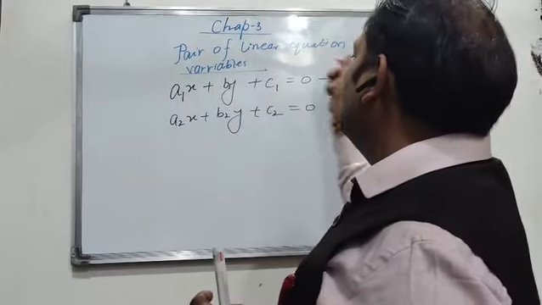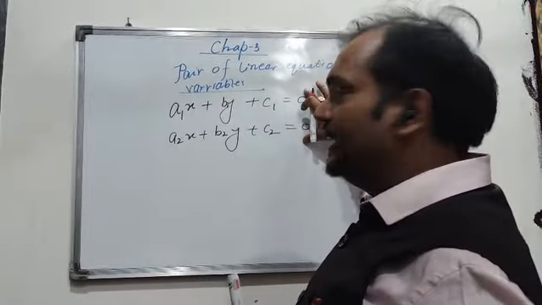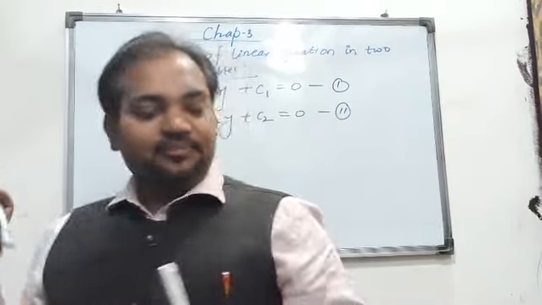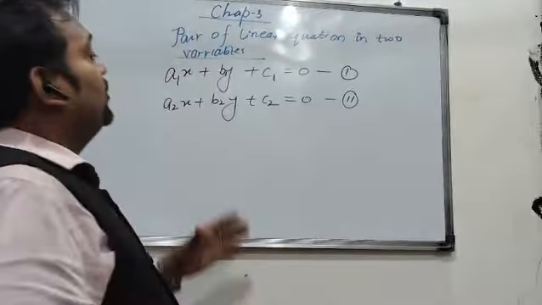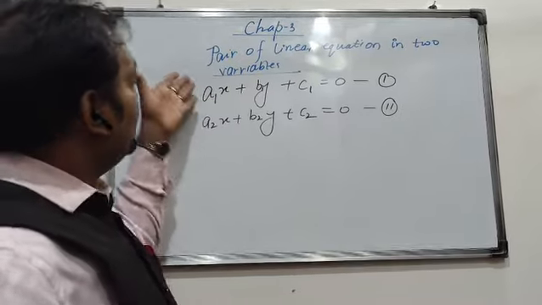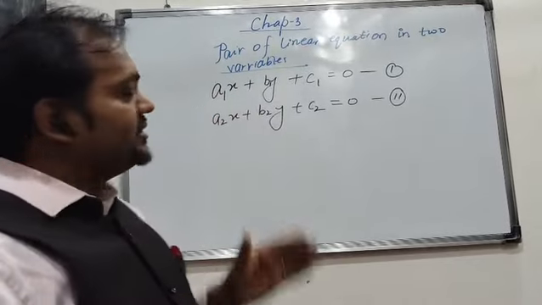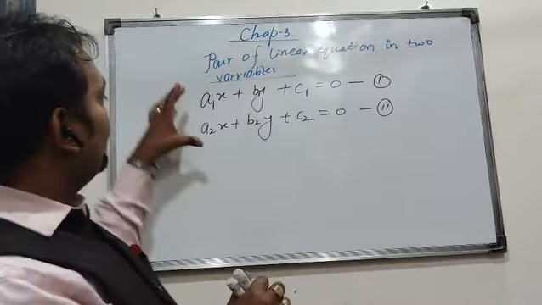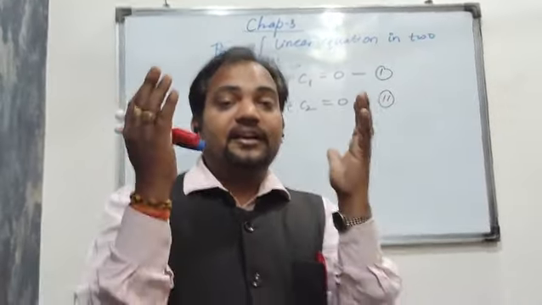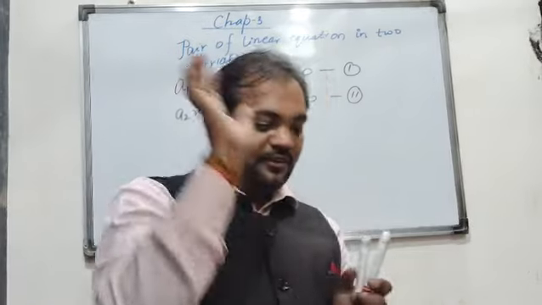Why is it called pair of linear equations in two variables? There are two equations, first and second, it is a pair, and two variables x and y. X and y. Got it? Yes. So students, now we need to know when these two equations have no solution, when these two equations have one solution, and when these two equations have infinitely many solutions. So there are three cases. Please see everybody, I am going to discuss all the cases one by one.